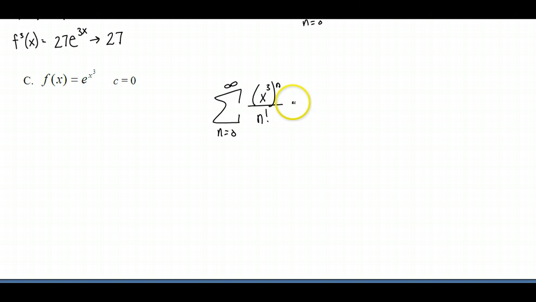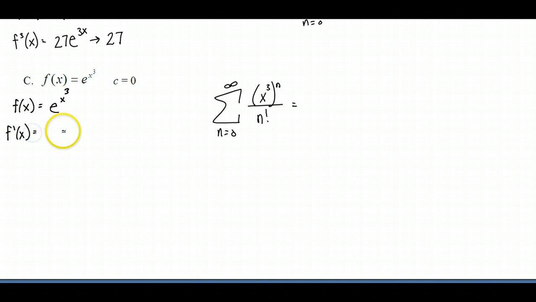And from here, it would probably be nice, power to a power, we multiply those together. I guess you don't have to put them together. You could say it's just x to the 3n. But this is a nice thing because if we tried to do this and take the derivative with it, it gets ugly really fast.